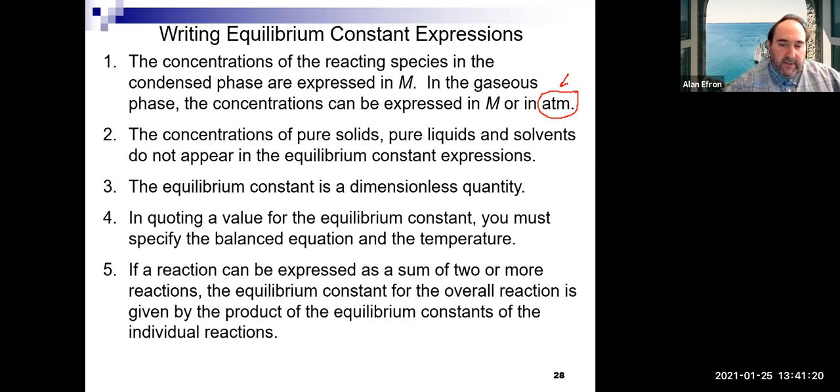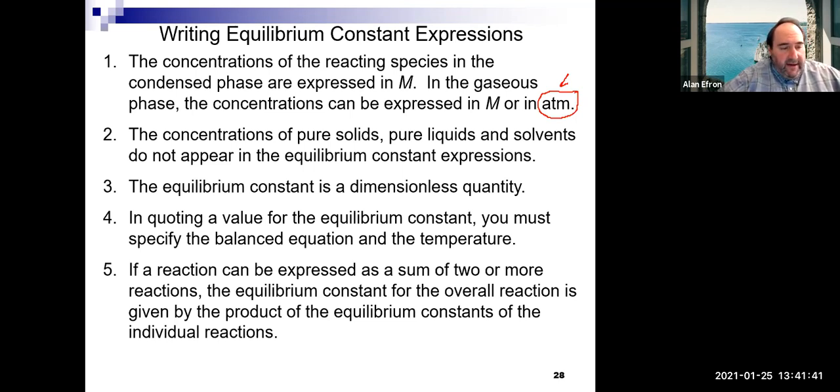As we saw earlier, solids and liquids are not included in the equilibrium expression, so you don't have to worry about those. Also, the equilibrium constant does not have units. It's just a number, which tells us if we have a large value for it that we mainly have products at equilibrium. If we have a small value, we mainly have reactants.